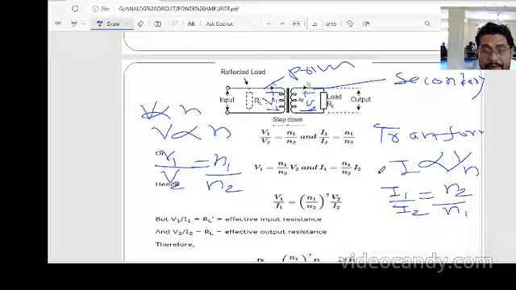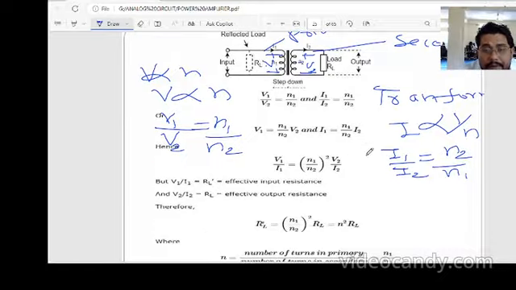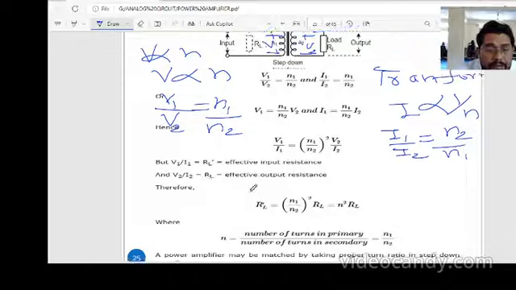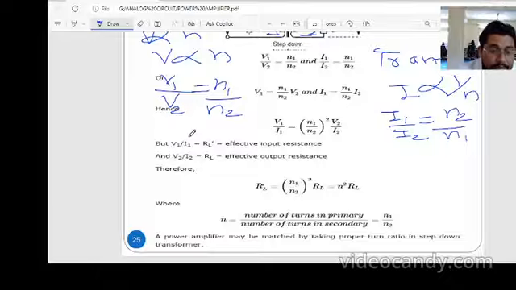So V1, V2. So I1 divided by I2, and V1 divided by V2 into I1 divided by I2. If we take the ratios, we get N1 divided by N2 squared into V2 divided by I2. So we know V1 by I1 is R1.